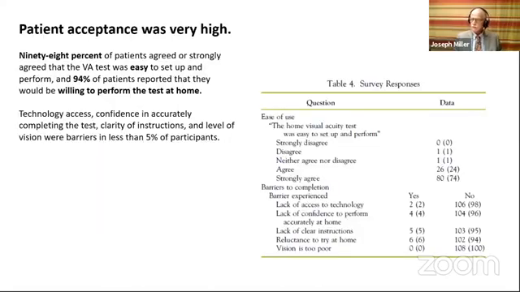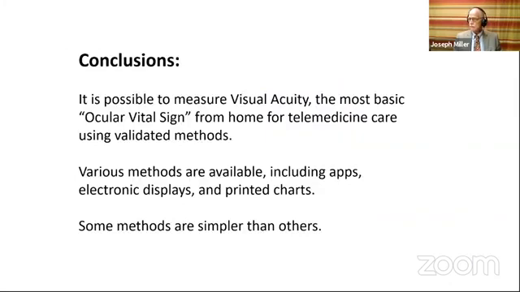Patients' acceptance of this format of test was very high. 98% of the patients agreed or strongly agreed that the acuity test was easy to set up and perform, and 94% said that they would be willing to perform the test at home. They also felt that the barriers to preventing them were low, and less than 5% of patients felt that the technological barriers were insurmountable for them.